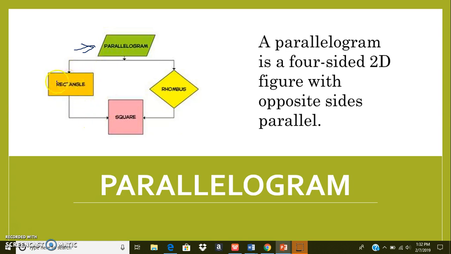So a rectangle is also a parallelogram because it is four-sided and both of the opposite sides are parallel. A square is also a parallelogram because it has those same characteristics, and then a rhombus is a parallelogram as well.